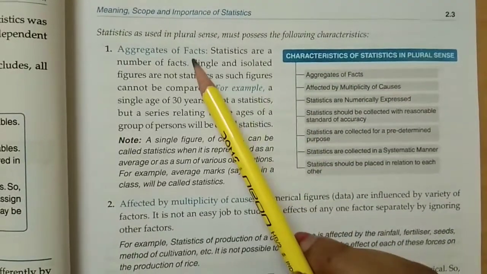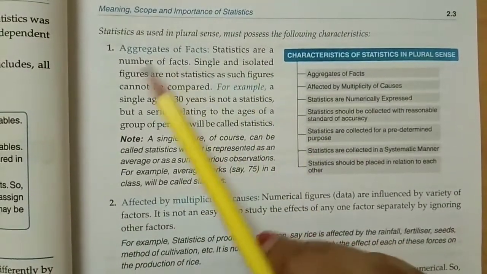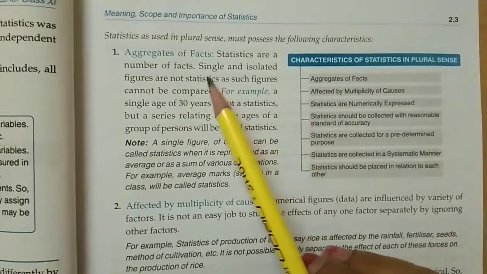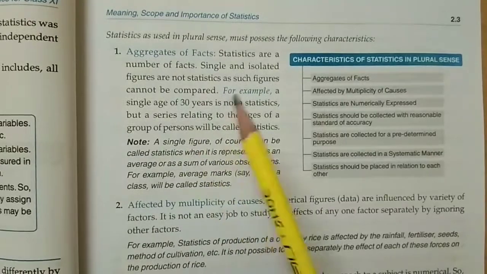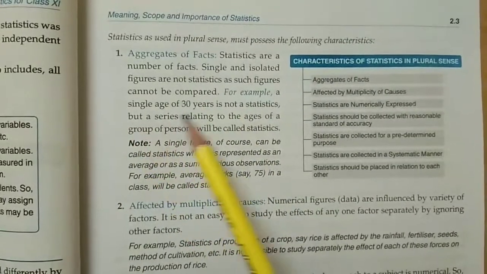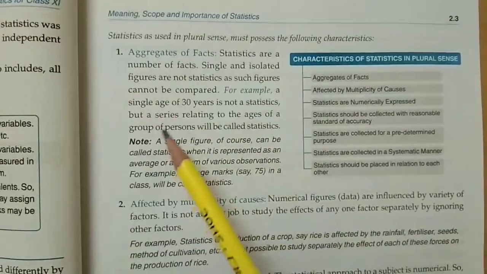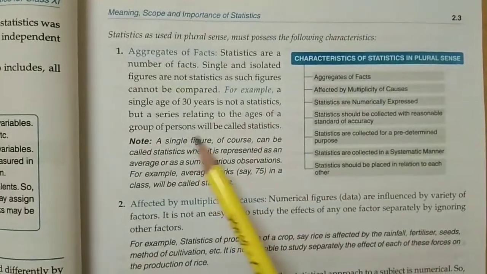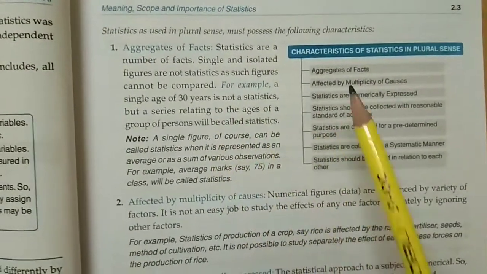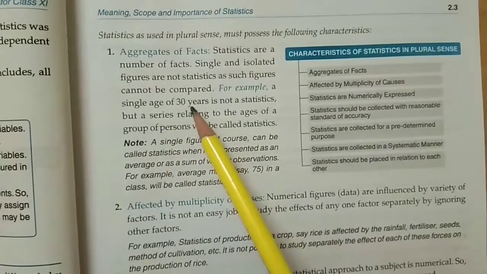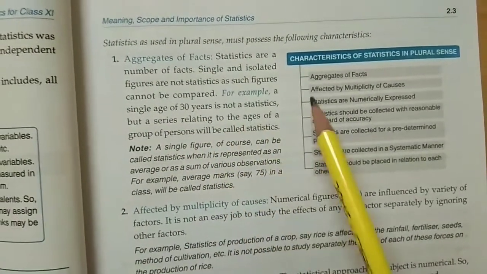So, aggregates of facts. As I told you, statistics are a number of facts. There are various numbers of facts. This is not related to single or isolated figures, which cannot be compared. For example, a single age of 30 years is not a statistic, but a series relating to the ages of groups of persons will be called a statistic. So here there must be a series of numbers. A single number cannot be determined as a statistic.